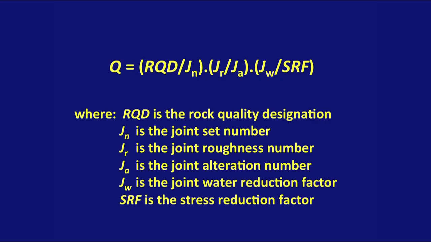The Q system was developed by Barton and his co-workers at about the same time. It was first published in 1974. This is different. It takes into account 6 parameters. It also takes into account the rock quality designation. It takes into account the joint set number, and that is not the number of joint sets, it's a number that corresponds with a certain number of joint sets. It takes into account a number related to the roughness of the joints. That's the joint roughness number. There's also the joint alteration number, the joint water reduction factor, and a stress reduction factor, which takes into account the in situ stress and also the strength of the rock.